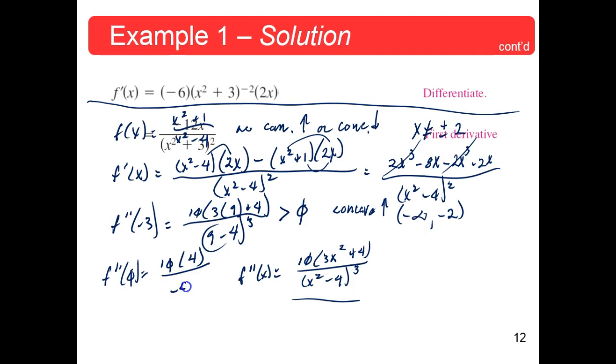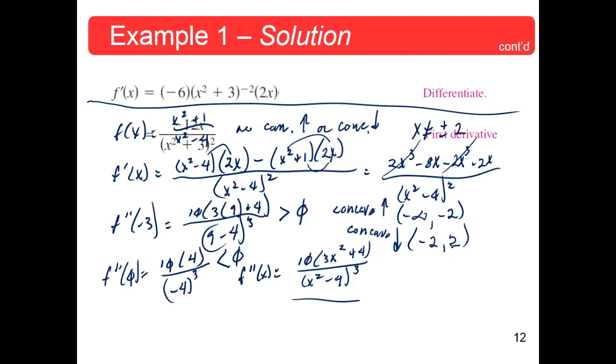Negative 4, you said? Cubed. And what's that going to be? I don't care about the number, I want the sign. It's going to be negative. And if the numerator is positive and the denominator is negative, that means this is negative, less than 0. So that means you're concave downward anytime you're between minus 2 and 2.